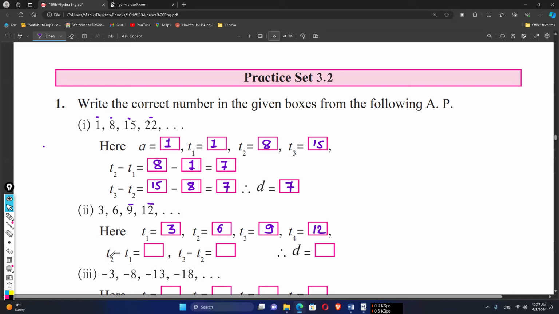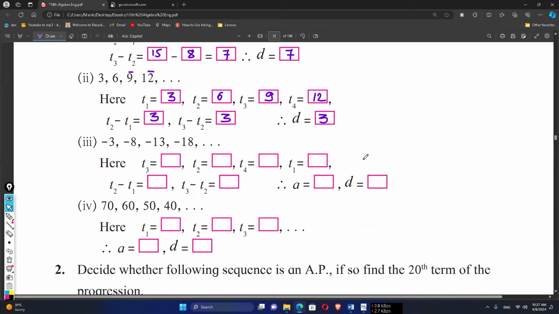Now the common difference, t2 minus t1. We have to write the common difference directly here as this activity suggests. t2 minus t1 means 6 minus 3, which is equal to 3. t3 minus t2 means 9 minus 6, which is again equal to 3. Means the common difference in this arithmetic progression is 3. So d is equal to 3. Now let's move towards the next activity.